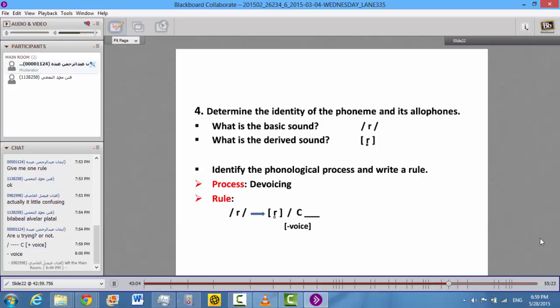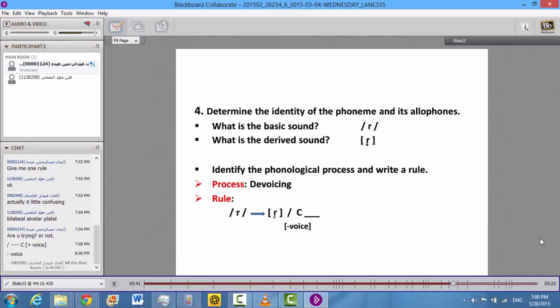Number 4, we have to determine the identity of the phoneme and its allophone. We have to choose the basic sound and the derived sound. You ask yourself, what is the basic sound and what is the derived sound? And which one of them is derived from the other? Is it the ra voiced or the ra voiceless? So we say here that the ra voiced is the base, or the basic sound, and then the ra voiceless is derived depending on the environment, which is the preceding sound that has the feature minus voice.